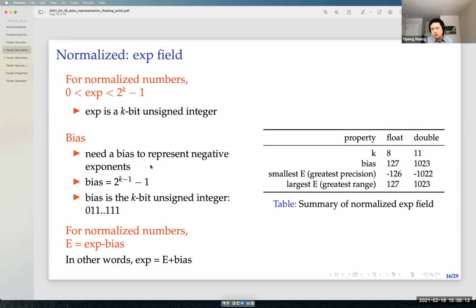Bohan is asking a question about EXP field size. So instead of asking exactly what the numbers are, the ranges are summarized in this table here. And bias is not a range. Bias is a very specific number that depends on the number of bits in encoding the EXP field.